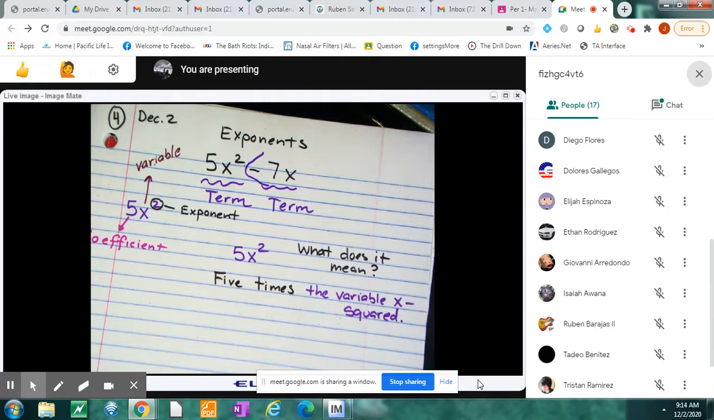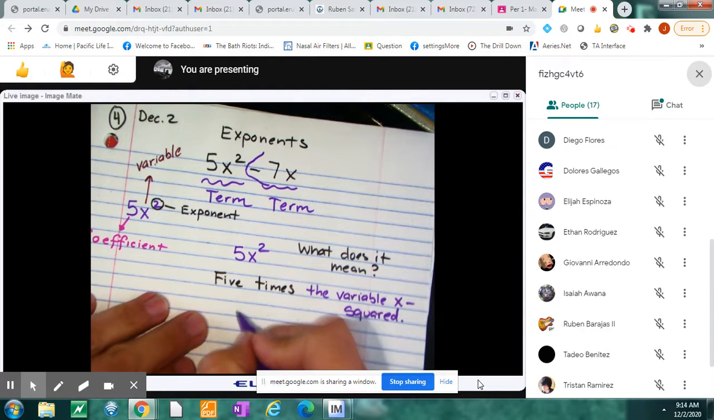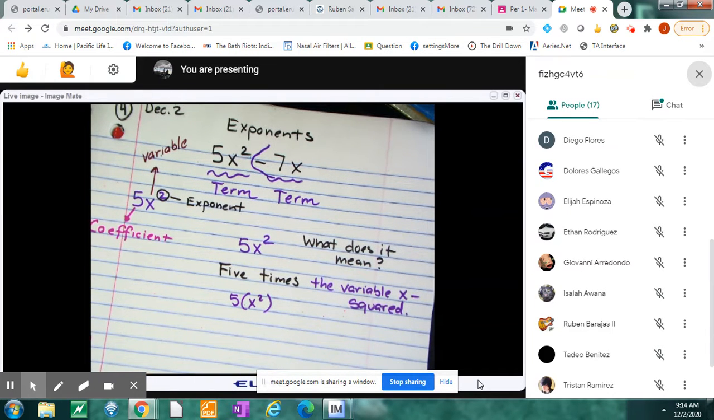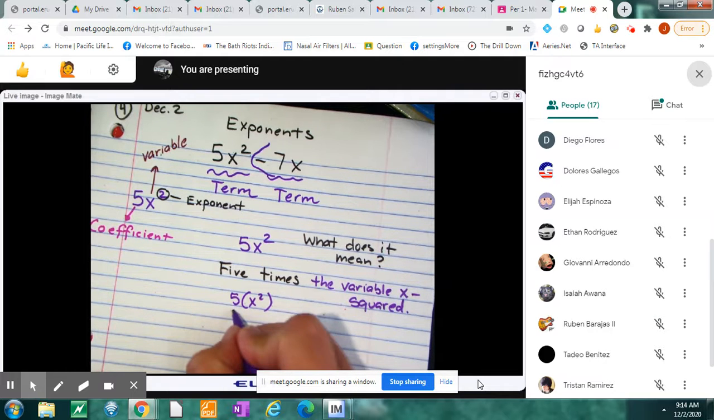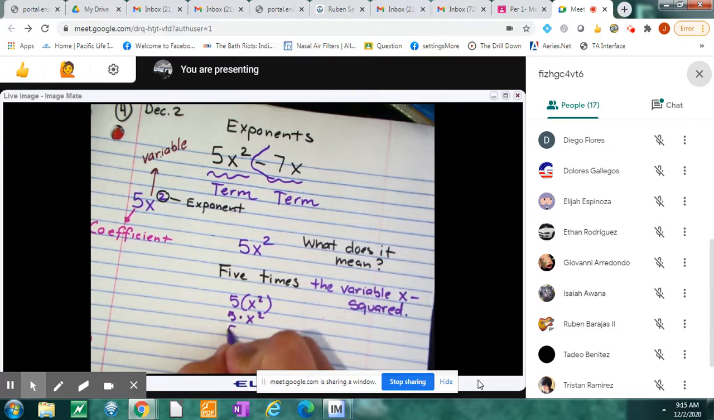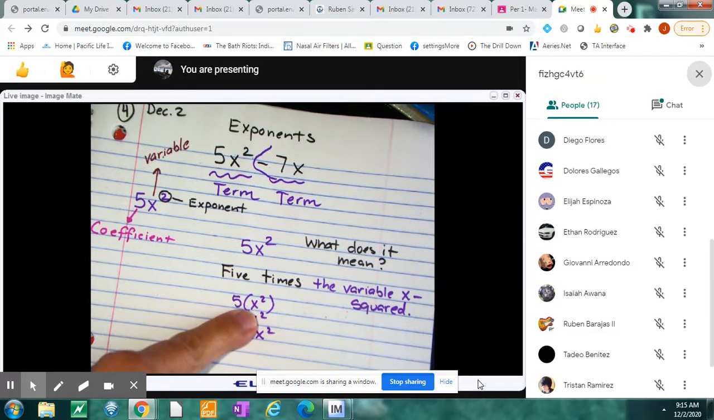But mister, there's no parentheses. You don't need it. It's the same thing. But mister, there's no little dot. It means the same thing. But mister, there's no little x. It means the same thing. So 5x squared without the parentheses means the same thing as having the parentheses, the multiplication symbol, or the x. So 5 times x squared.